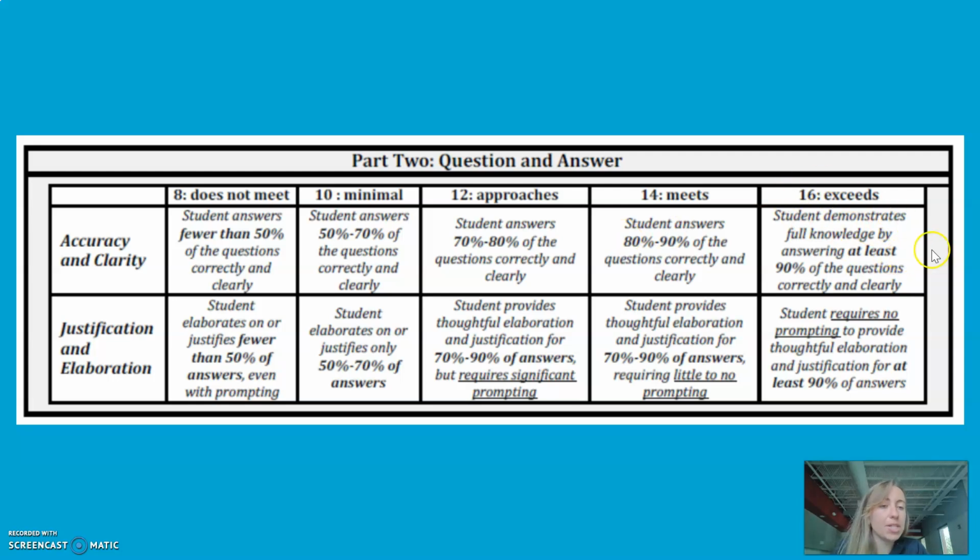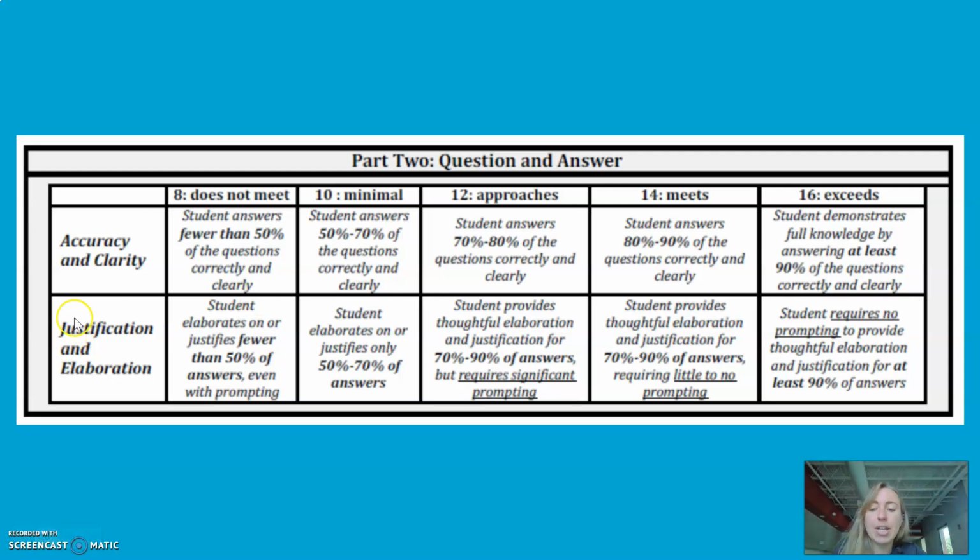The maximum points you get for this is when the student demonstrates full knowledge by answering at least 90% of the questions correctly and clearly. So this is just about whether you know the answers to the questions or not. That's a pretty easy grade to give. Again, if you practice a bunch, you don't need to worry about that. You will get those questions right.